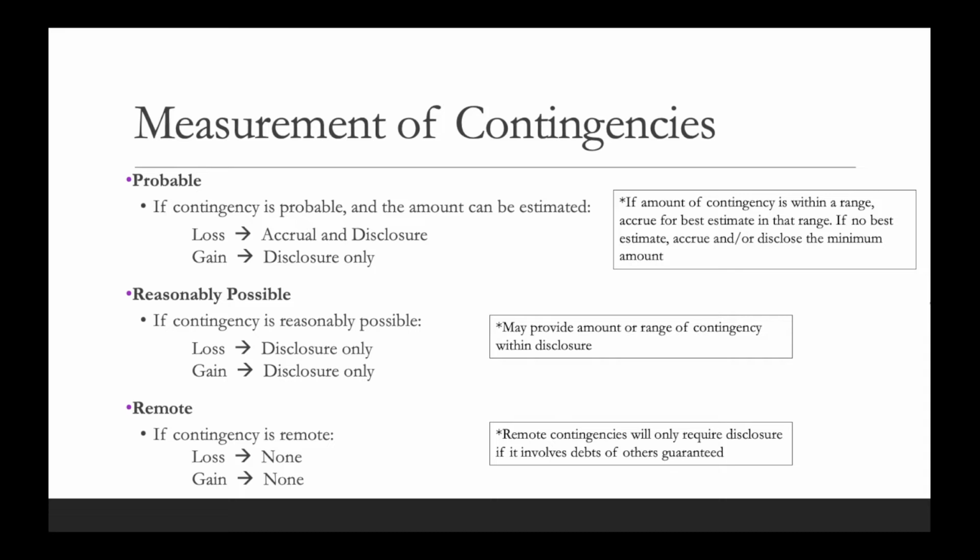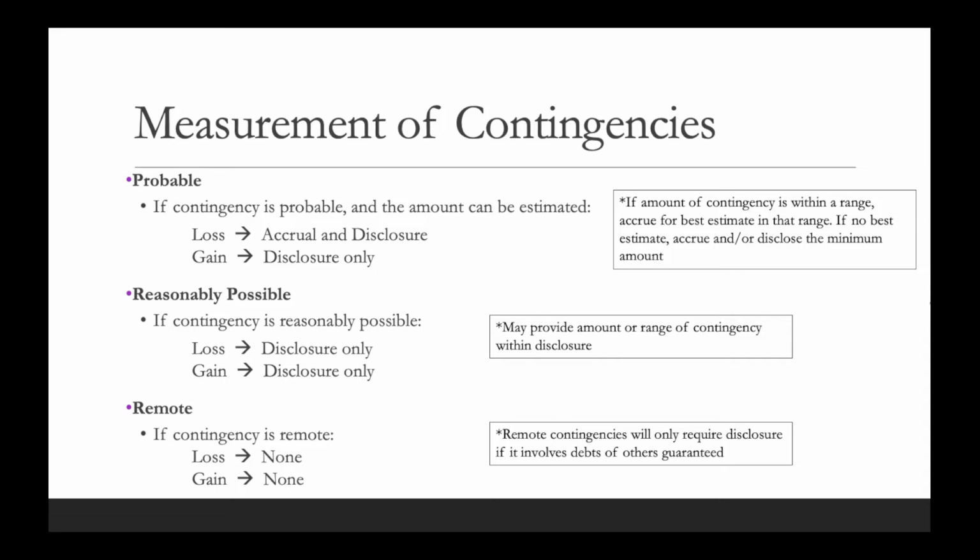Moving on, if the contingency is found to be reasonably possible, then for a loss contingency, you would provide a disclosure only, as well as for a gain contingency, you would provide a disclosure only. Remember, for these, you may provide the amount or range of the contingency within the disclosure.